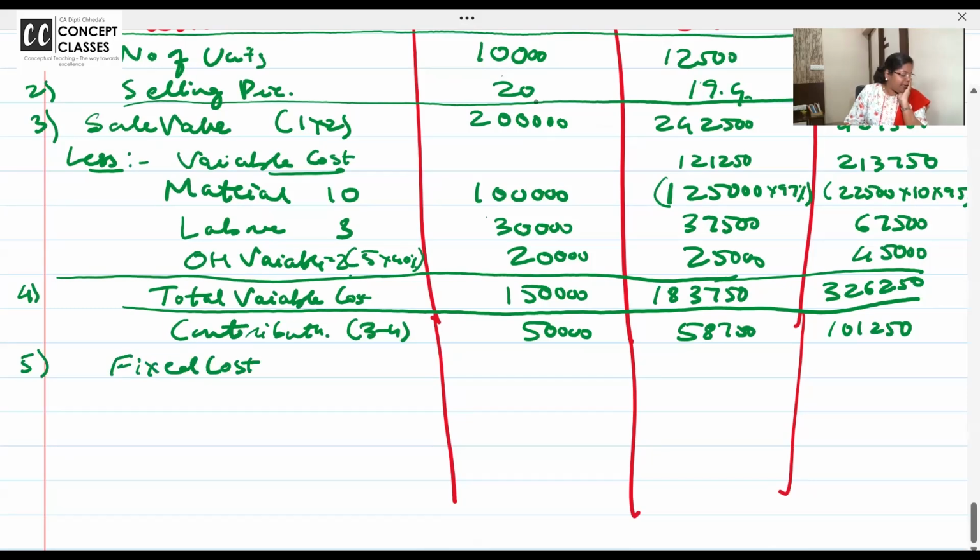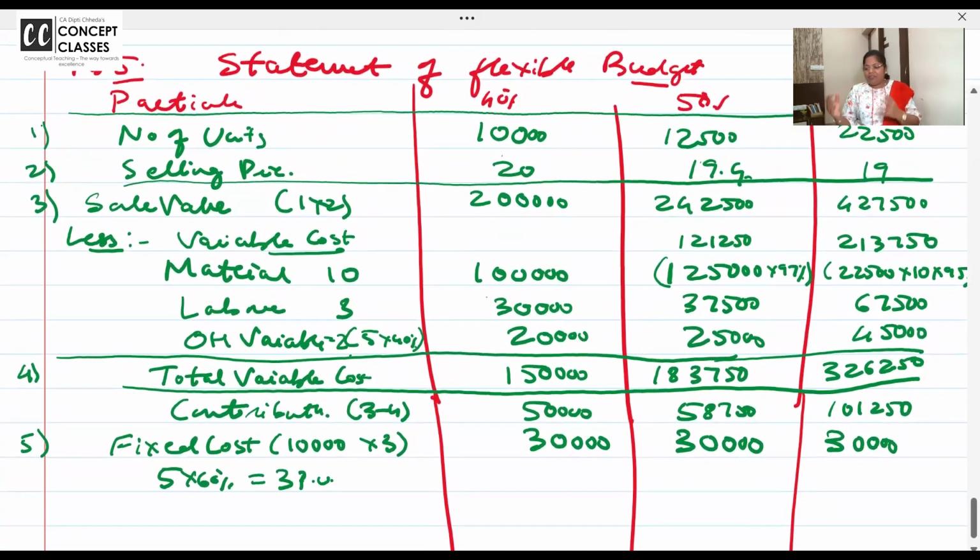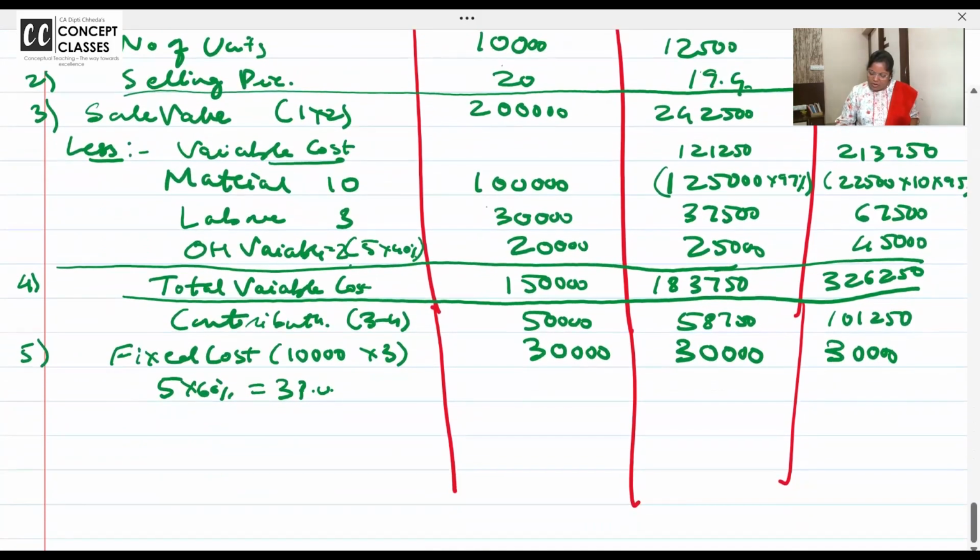Fixed cost था ना आपका? कितना था? 10,000 shirts पे 5 का 60%. 5 6 are 30. 5 into 60%, that is 3 per unit. And that is 10,000 unit. Now this you have to take like this. Ma'am, number of units are gone into dustbin. Whether you operate at 40%, 50%, 100%, your fixed cost is constant.